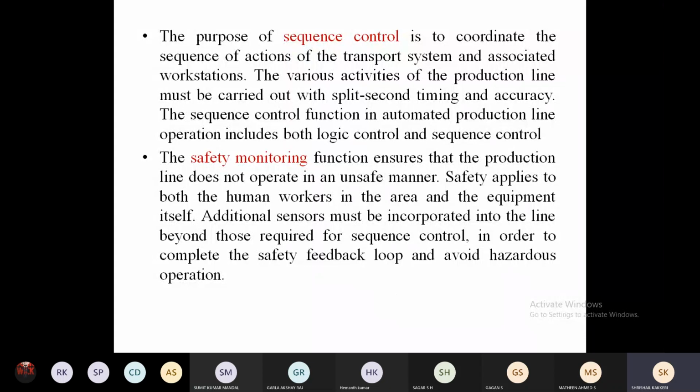And safety monitoring: one important thing is that the main purpose of going for automation is not only to get maximum output. At the same time, we have to provide safety to the human workers, along with safety to the work part and safety to the systems and the whole configured, integrated system.